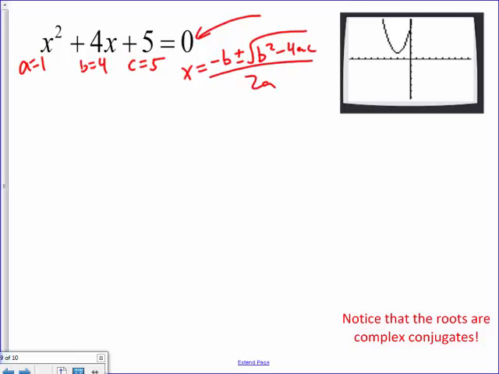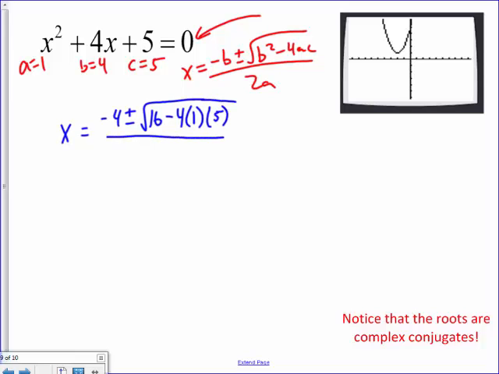So let's plug in our information. So we got negative 4 plus or minus radical b squared, so 4 squared, which is 16, minus 4 times a, which is 1, times c, which is 5, all over 2 times 1, which is 2. And that simplifies some stuff here. So negative 4 plus or minus, well, this is really 20. And 16 minus 20 is negative 4. Okay, so here's where it comes into play. Usually we have no solution. But let's think about what we can do here.